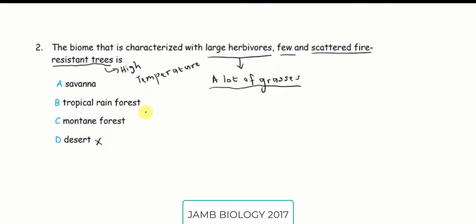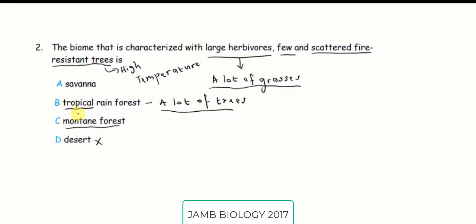Then we have two forests. One thing you know very much about forests is that they have a lot of trees. And the fact that they have a lot of trees simply means that they have very thick vegetation. So we have a tropical rainforest, which would be a rainforest in the tropics, where it is warmer. Unlike the montane forest. Now, of course, we know that both of them are forests, which means that they should have a lot of trees.